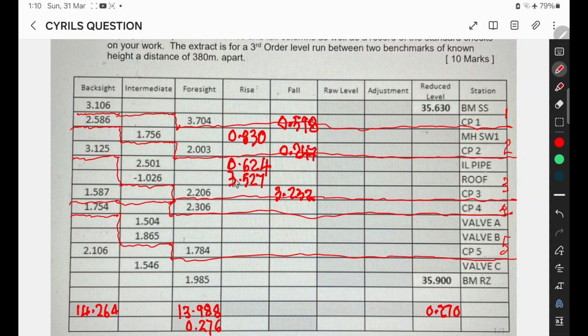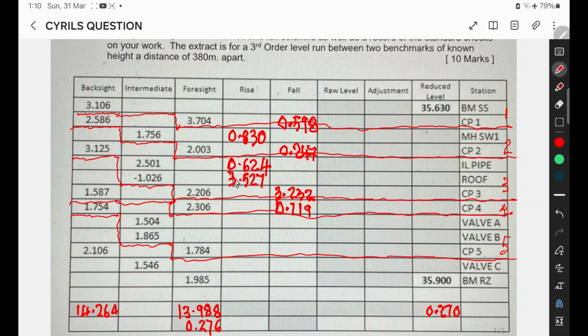This one here is going from the inlet invert level of the pipe up to the roof, which makes sense. It's rising, and then this one from the roof down to the change point, it's falling. Right, on to the next one: 1.587 minus 2.306, 0.719.